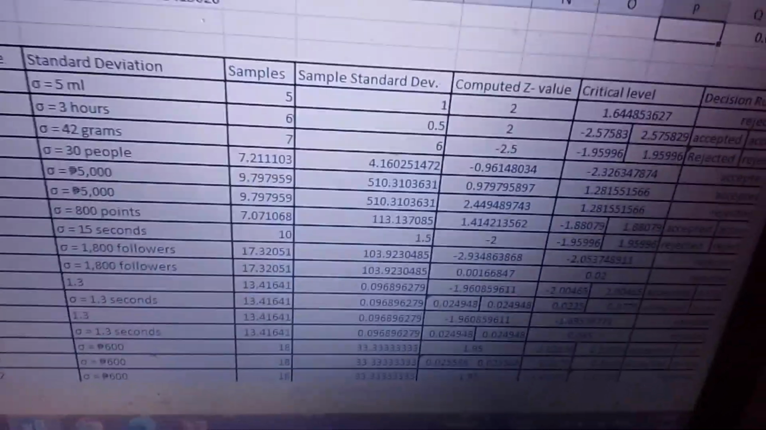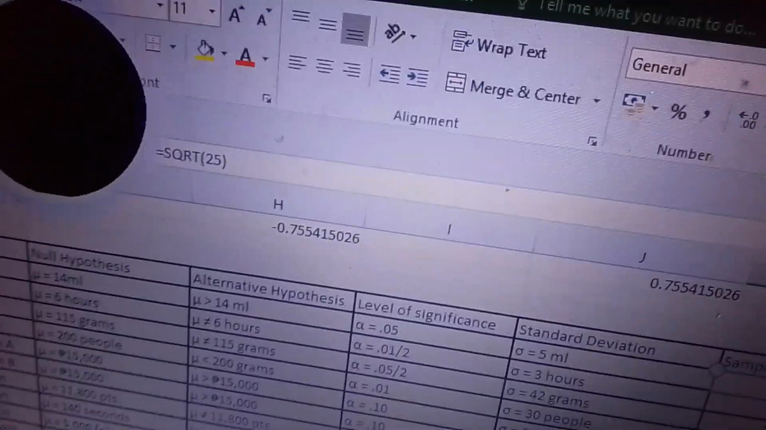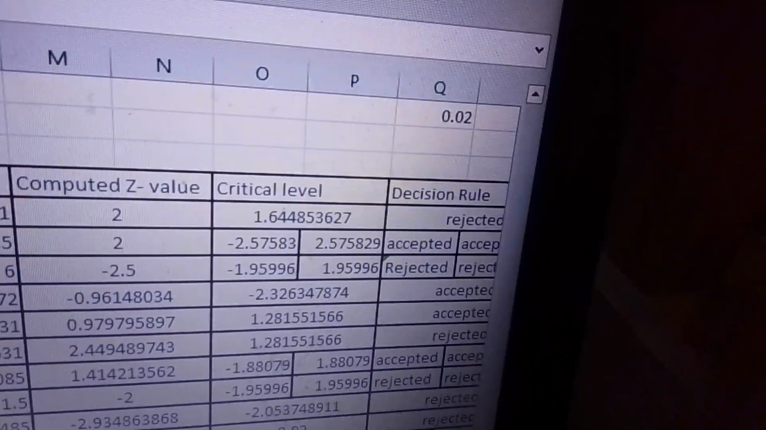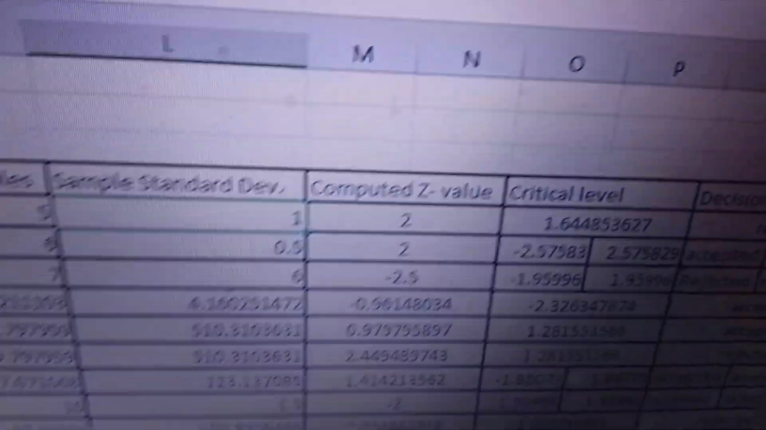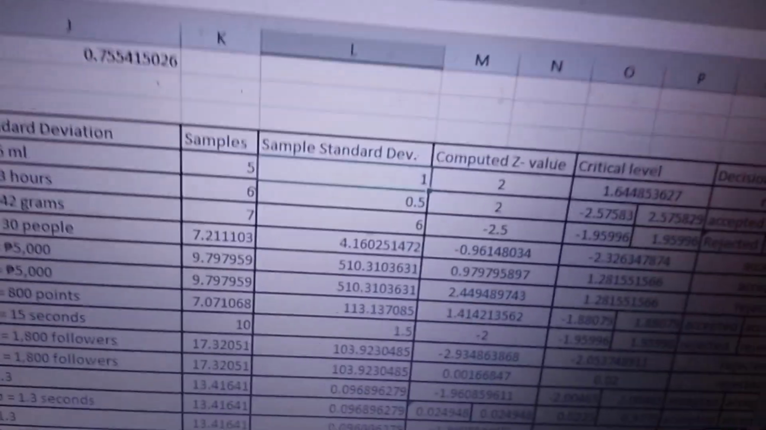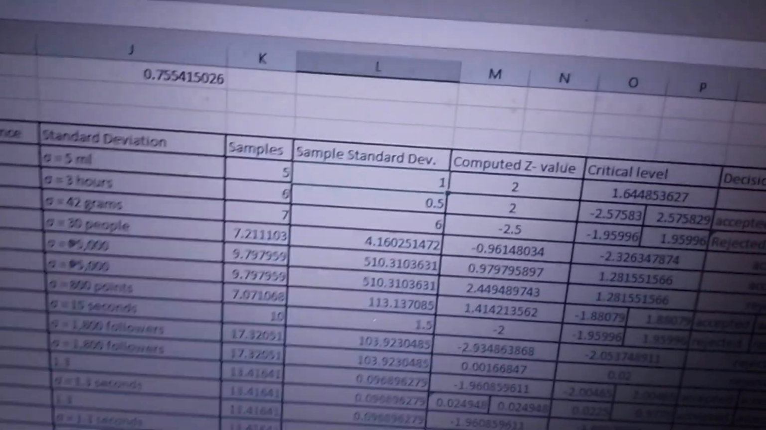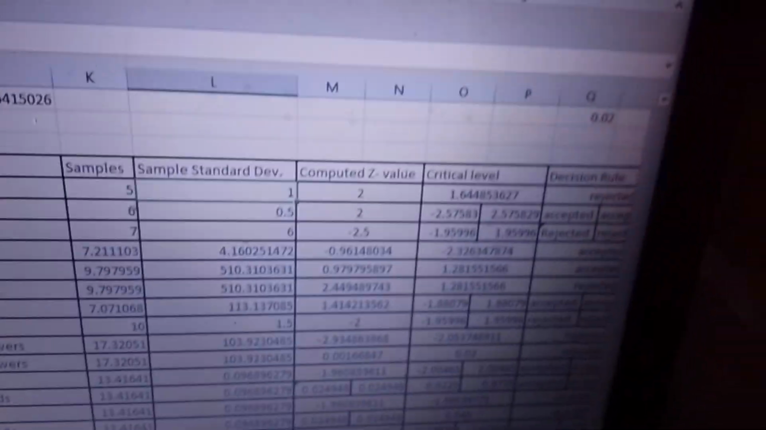So for the sample, we take the square root of n. And the square root of 25, remember here, I pressed SQRT 25 and we got 5. And then the sample standard deviation is the sigma divided by the square root of n. So that's 5 divided by the square root of 25, which is 5, and that gives 1. So your sample standard deviation is 1.